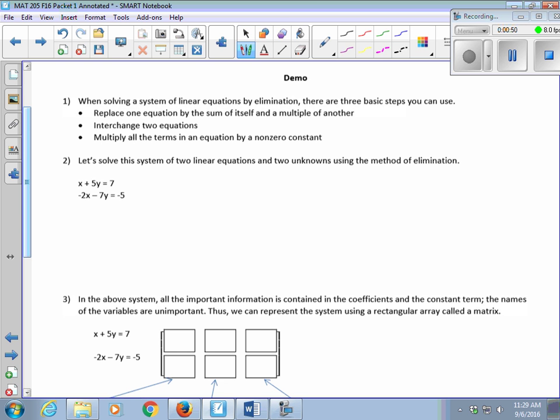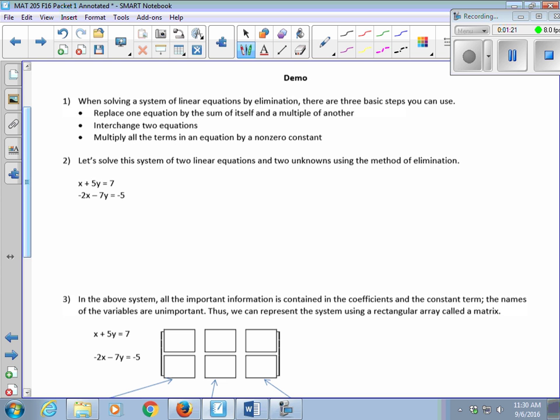All right, so my rules are: when you're solving a system of linear equations by elimination, you can replace one equation by the sum of itself and a multiple of another, or you can interchange two equations. You could change the order you write them, or you could multiply all the terms in an equation by a non-zero constant. So if I want to solve this using the method of elimination, what would I do first?